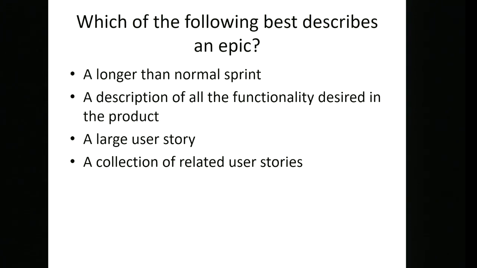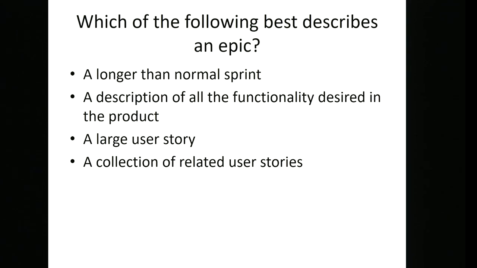And then just looking at one more question. Which of the following best describes an epic? We talked about this last week. We know that it's not a longer than normal sprint, because sprints are time boxed. The whole point of a sprint is that it's time boxed, and we don't want to vary the length of our sprints, generally speaking, because that can, certainly in Scrum, upset the rhythm of the team. You can change sprint length, but you tend not to do it arbitrarily. You wouldn't just say, okay, we're going to sprint for longer than normal, because that might not be sustainable.